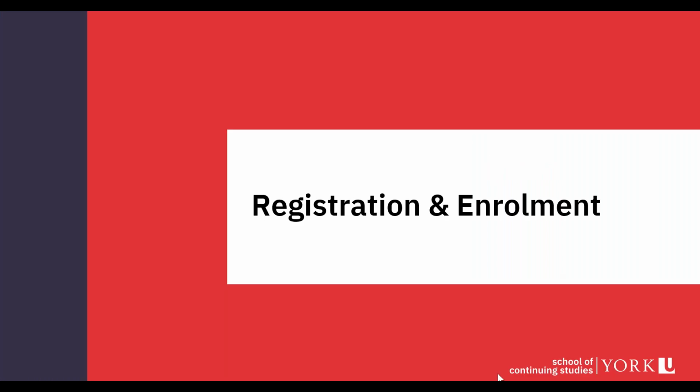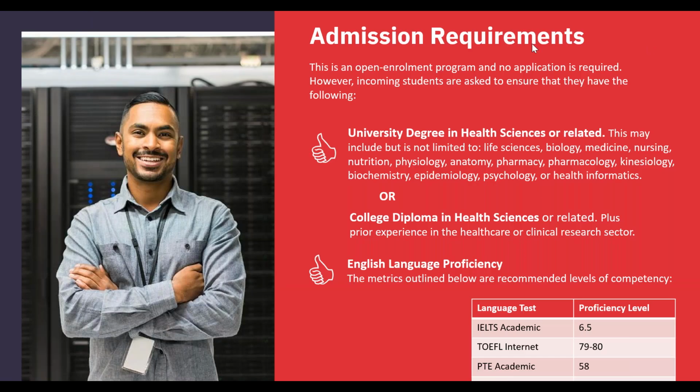Okay, moving now to registration and enrollment. Now, this is an open enrollment program, which means that you do not have to apply. We do not vet you. You can decide that you are the right fit for this program and you can enroll and register yourself. There are no hard and fast requirements that you have to meet, and you don't need to have our permission or approval to join. This is very typical for adult learning, where we expect that adults have the ability to make informed decisions about what is the right program for them.